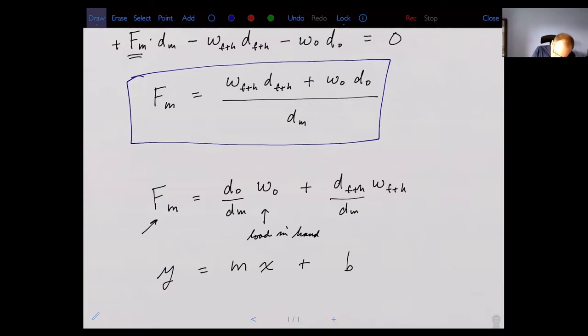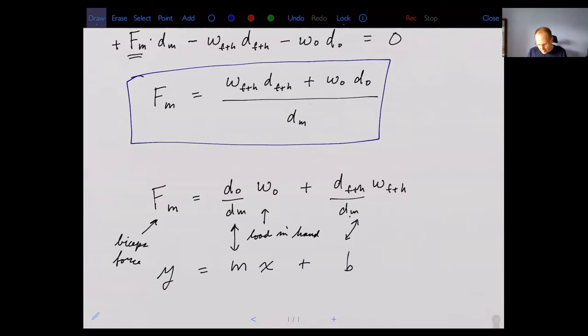And the output, the Y, is our muscle force, right? The biceps force. So that means the M, we can see the M here, is simply going to be the ratio of the moment arm of the object to the moment arm of the muscle. And then the B, which is related to the y-intercept, that's going to be the ratio of the moment arm of the forearm and hand divided by the moment arm of the muscle times the weight of the forearm and hand.